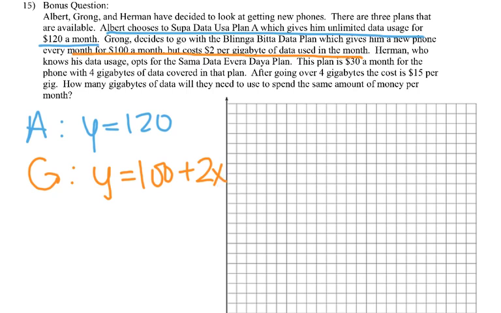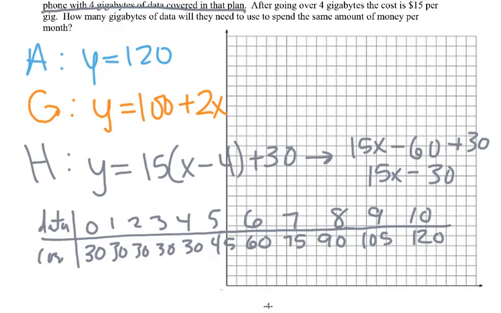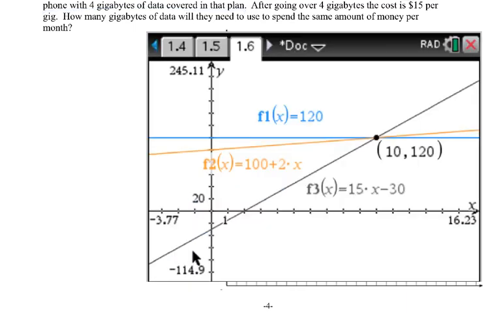And then finally, Herman goes with the third option, and this one's a little more complex. So 4 gigabytes of data is covered. After that, it's 15 per gig. So looking at Herman, we have to take into account that extra 4 gigs of data. We end up with an equation, a table. Here's what it looks like when we graph. So at 10 gigs, they're the same.